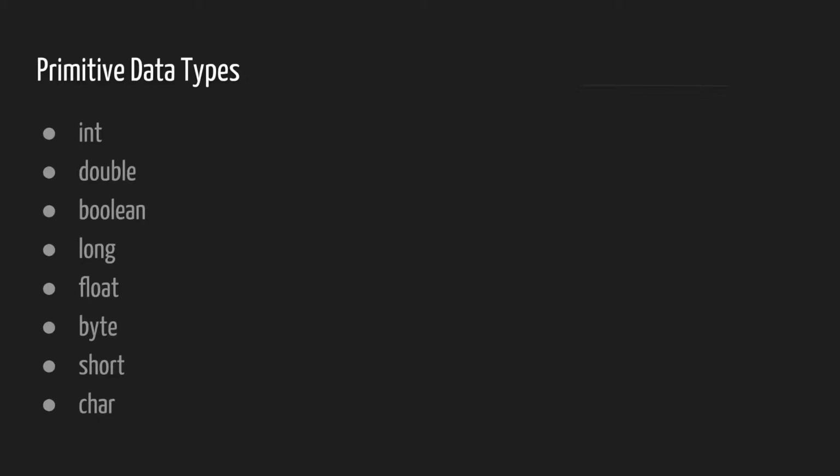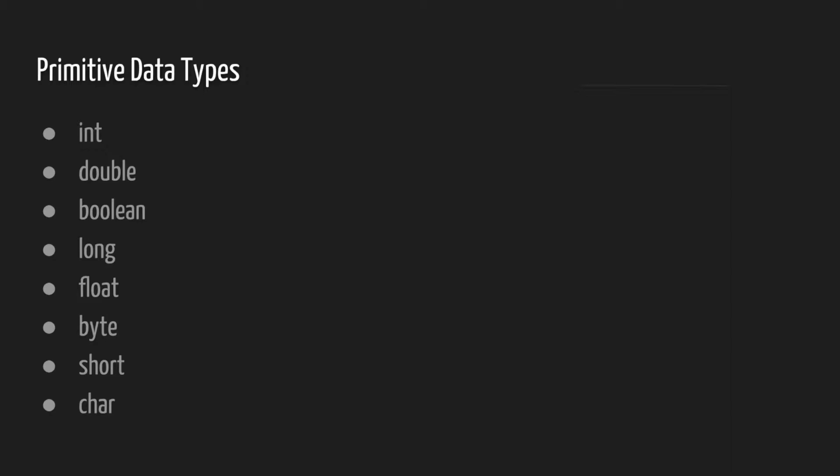The 8 primitive data types of Java are the int, double, boolean, long, float, byte, short, and char, which is short for character. Now, before I get into the specifics of these 8 primitive data types, I want to explore what a primitive data type is, right? A primitive data type is a data type that is predefined by the Java language. What this means is that whenever one of these variables is declared and initialized, there isn't an object created.